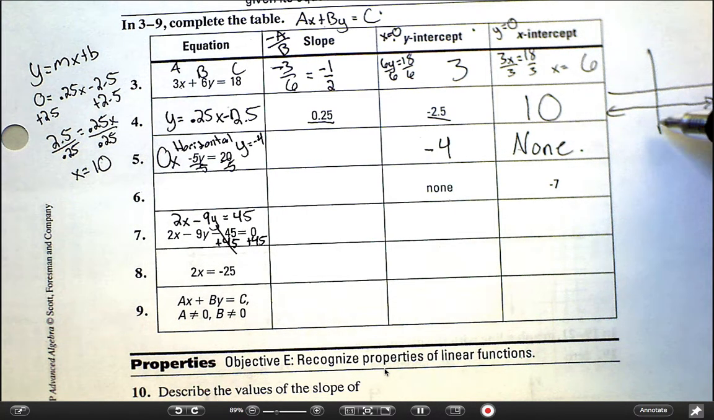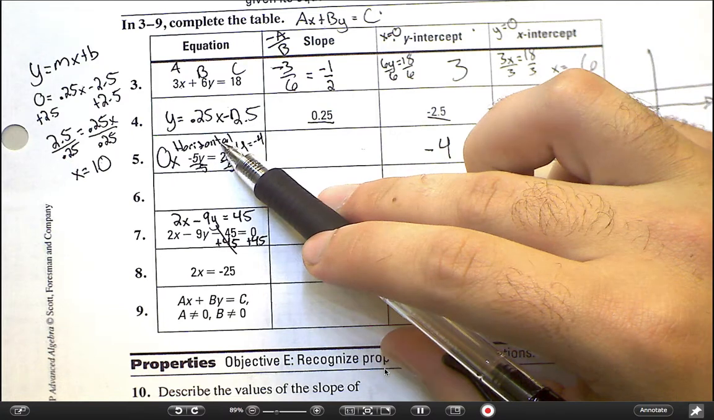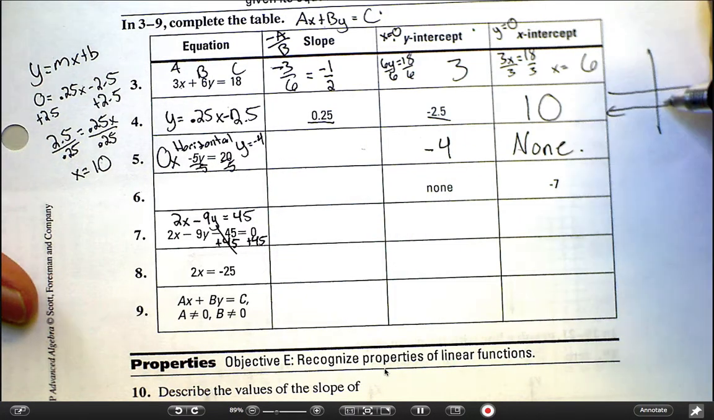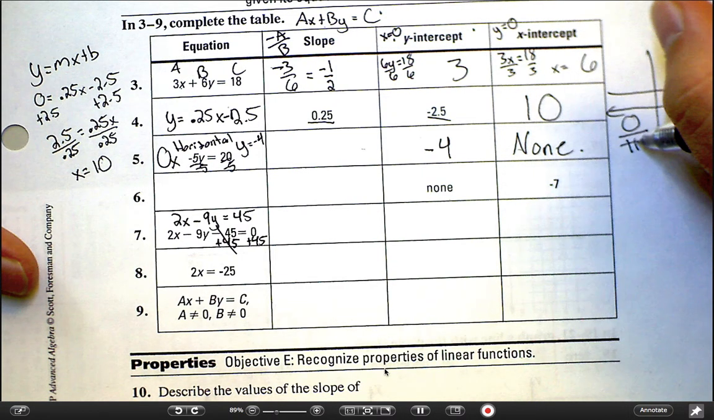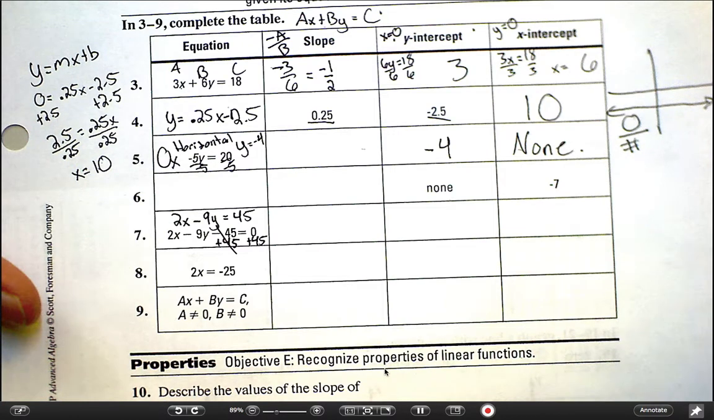I can also use this picture to think of the slope. For a horizontal line, the slope is always going to be rise over run. My rise, I can't rise at all, so that's got to be a 0. But I can run whatever number I want. And we know 0 divided by any number does give us 0. So the slope of a horizontal line here is 0.